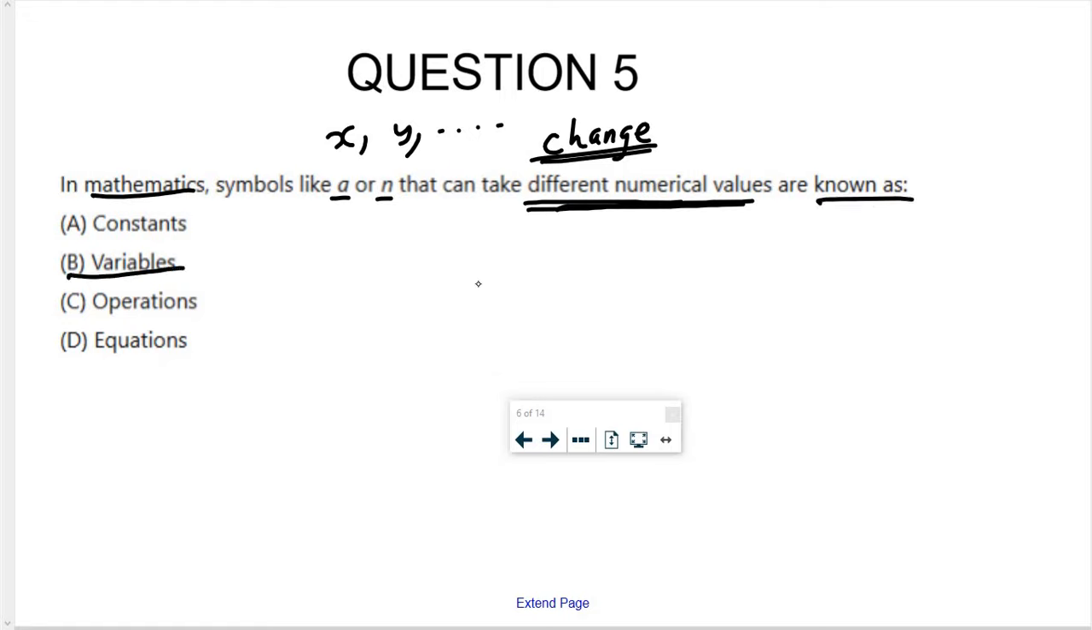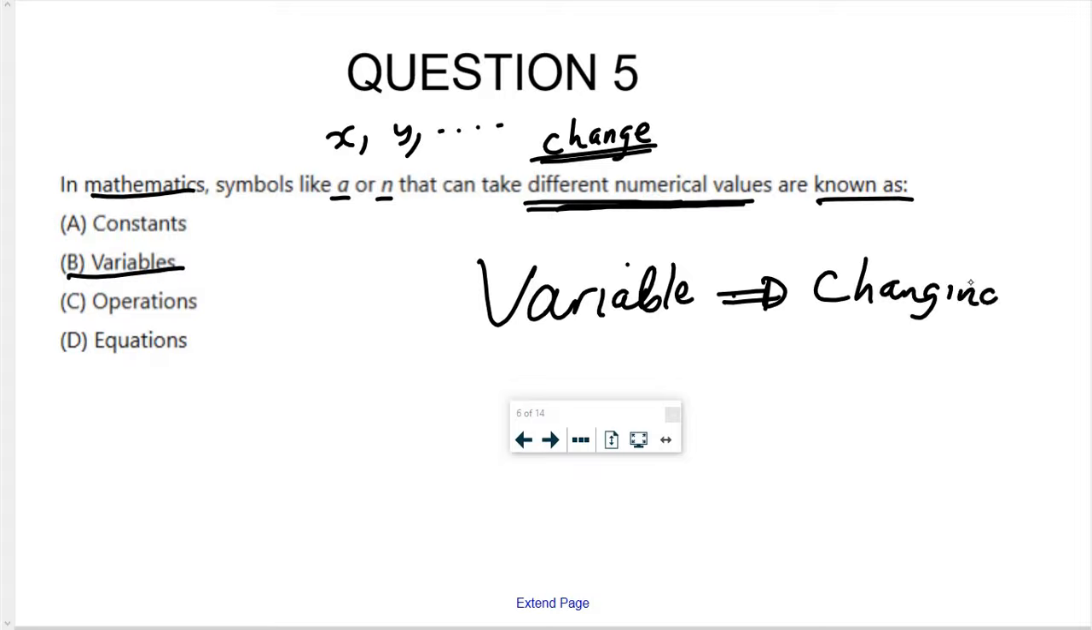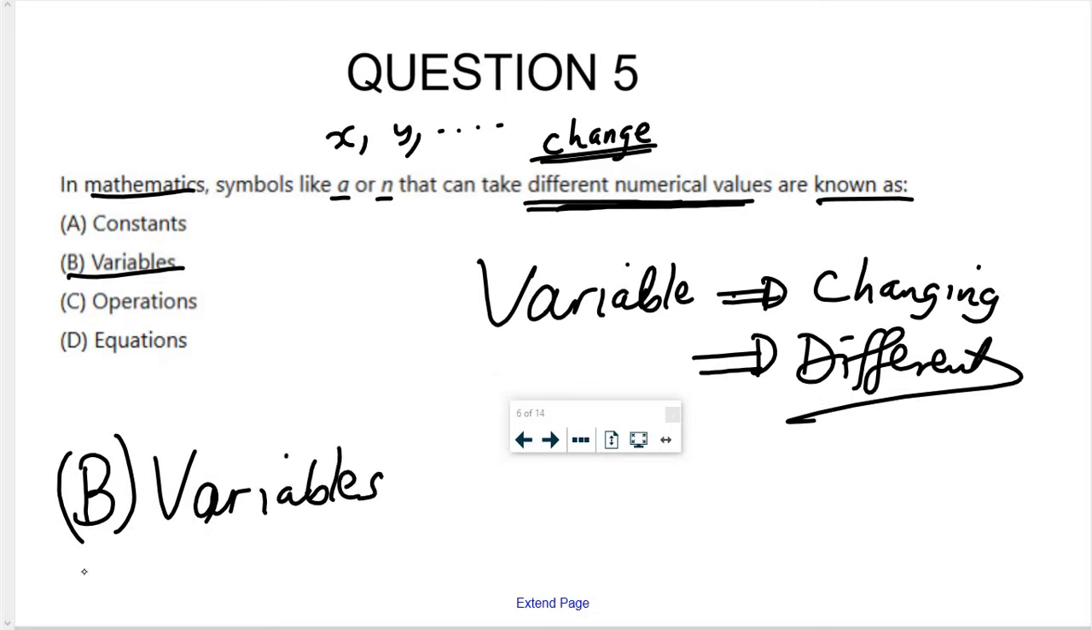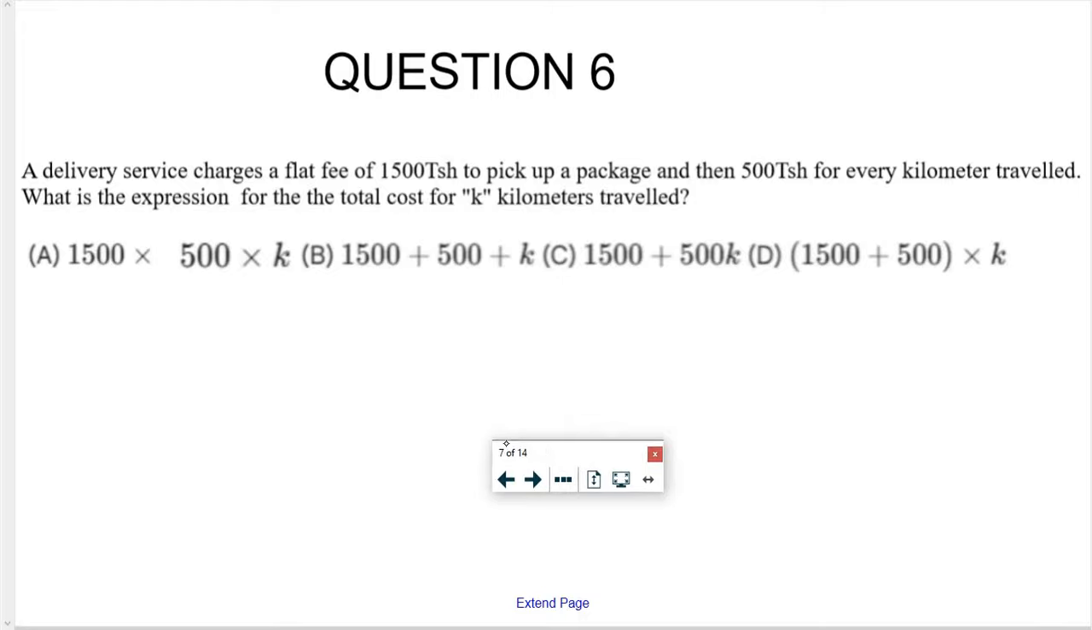as variables. And the word variable means something that keeps on changing, or something that takes different values. So the correct option here is option B, and the sentence in front of it is variables. So in mathematics, symbols like A, N, X, Y, or anything that can take different numerical values are known as variables. Next question.